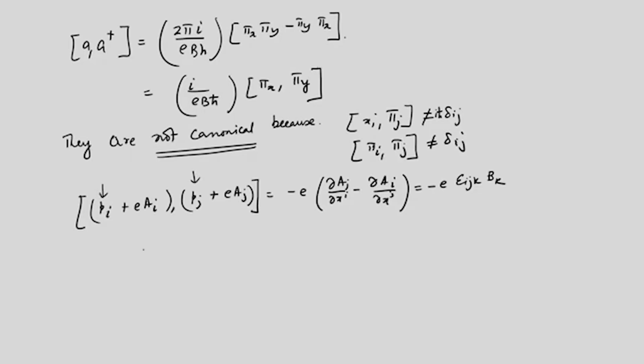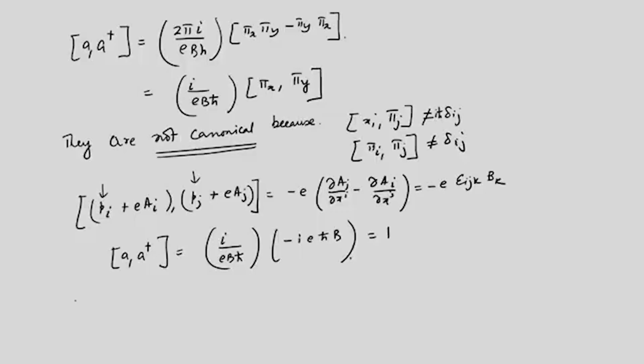So if you put in there, then [a, a dagger] becomes equal to, so i over e B h cross multiplied by minus i e h cross B, and these will cancel and will give you equal to 1. Okay. So the commutator of a and a dagger is equal to 1, and these are important. Now in order to understand the degeneracy of the Landau levels, we are simply playing with various terms of the Hamiltonian, and writing them in terms of these pi x and pi y operators. These are momentum operators; as I said, they are gauge invariant but non-canonical.